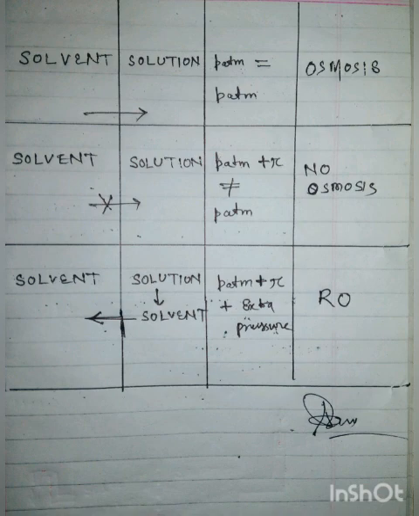But when we apply extra pressure more than the osmotic pressure, the solvent molecules from the solution will move towards the next jar, that is, the solvent. So in this way we can separate the solvent and solute of the solution, and that is called reverse osmosis.